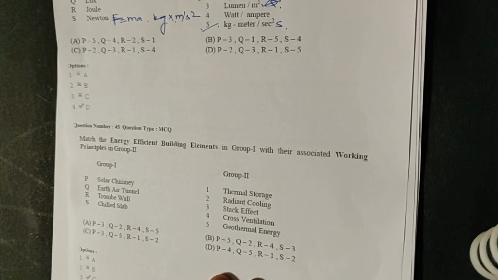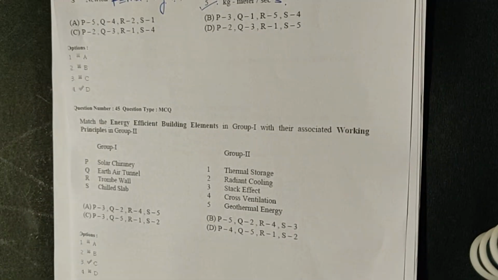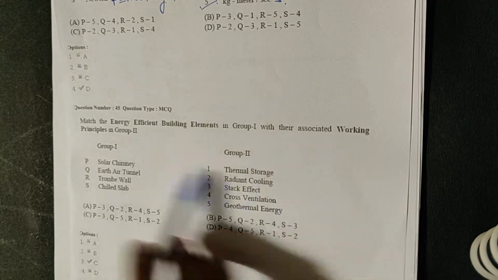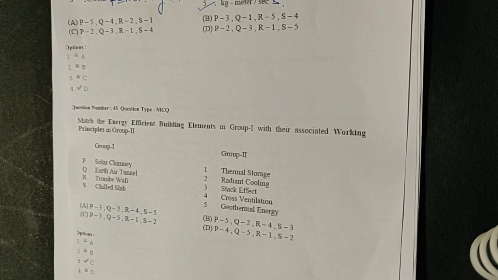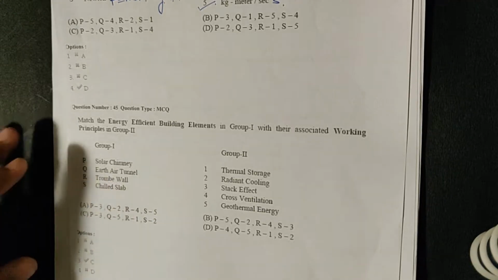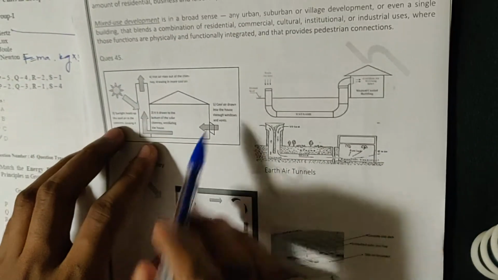So next question is, you've been given some energy efficient building elements and you have to match them. So you've got solar chimney, earth air tunnel, trombe wall, and chilled slab. So I'll tell you how these work. This is how a solar chimney works.